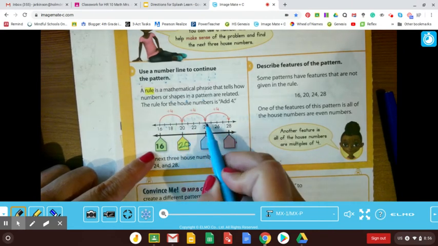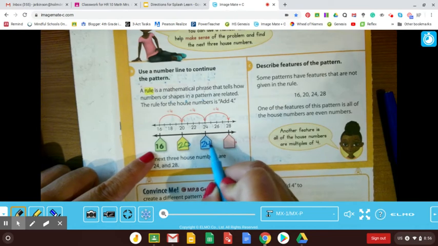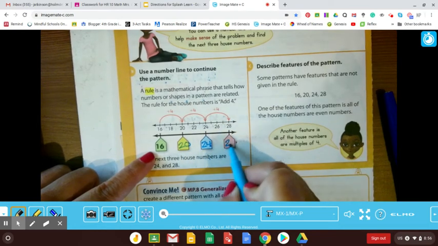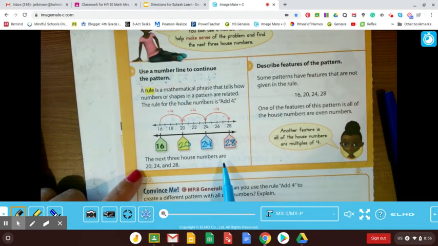20 plus 4 will get us to 24. And 24 plus 4 will get us to 28. So the next three house numbers are 20, 24, and 28.